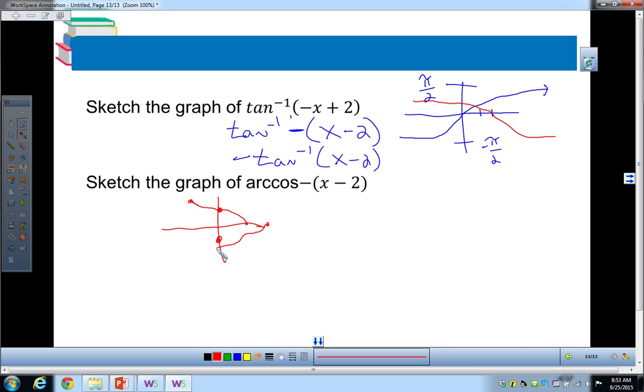Okay? I'm not going to worry. I have to think about this. I'll come back to that one. That was a bad example because I was thinking, oh, this is even, it's just the same as arc cosine of x minus 2. But it's not because inverse cosine is not even. Okay?